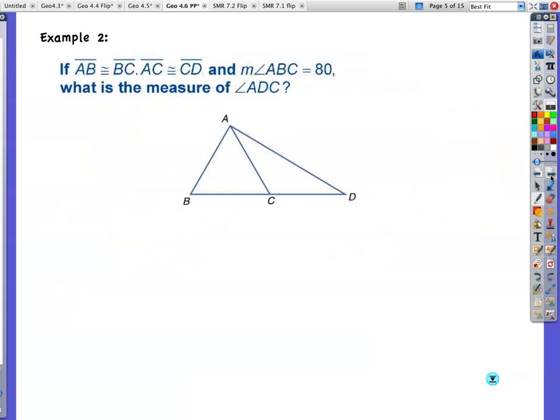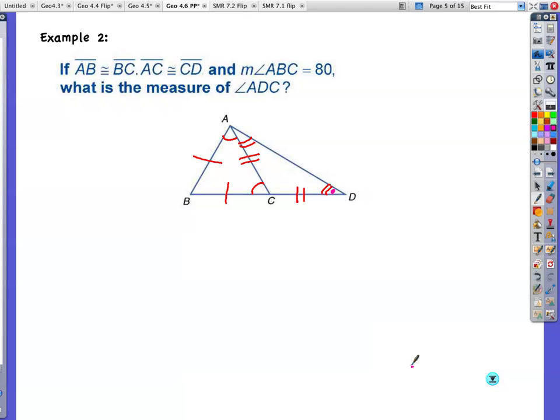Example 2. Nice picture, draw it in your notes. Segment AB is congruent to segment BC. Can I just write it in right now? Isn't this angle going to be congruent to this angle over here? Uh-huh. You can just do it right away if you want. Angle A is congruent to this angle right here. So we could right away say these angles are going to be congruent. What is the measure of angle ADC? So I'm trying to find this angle right here.